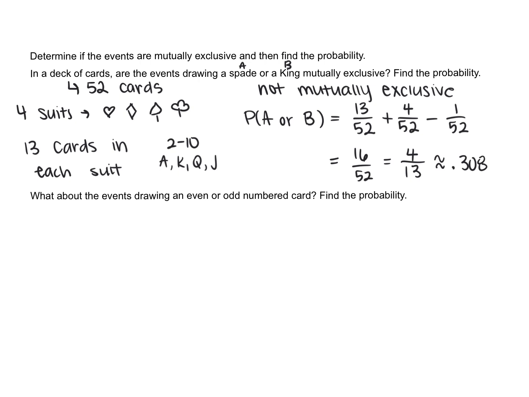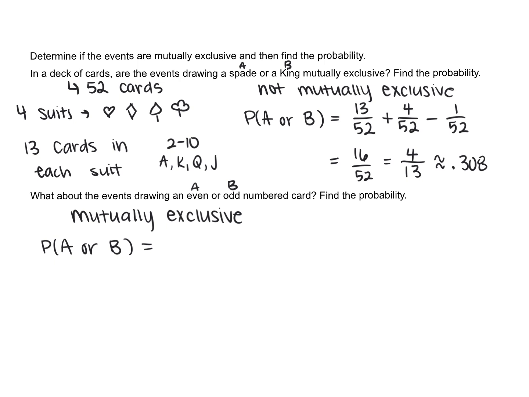All right, now let's talk about the events drawing an even or an odd numbered card. So even is going to be A, odd is going to be B. So you're asking yourself, can I draw a card that is both even and odd? And the answer is no. So these events are mutually exclusive. So probability of A or B.